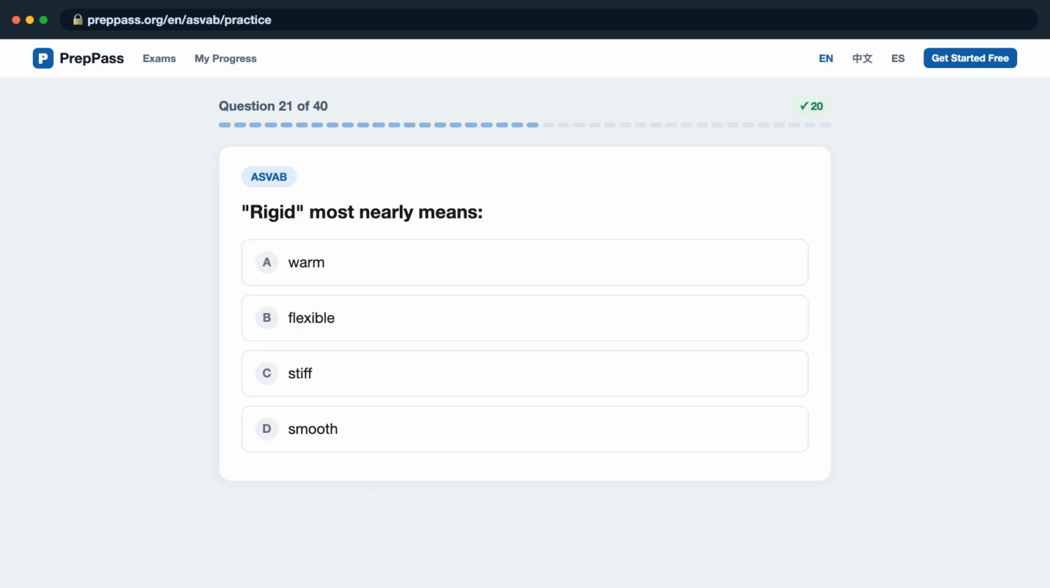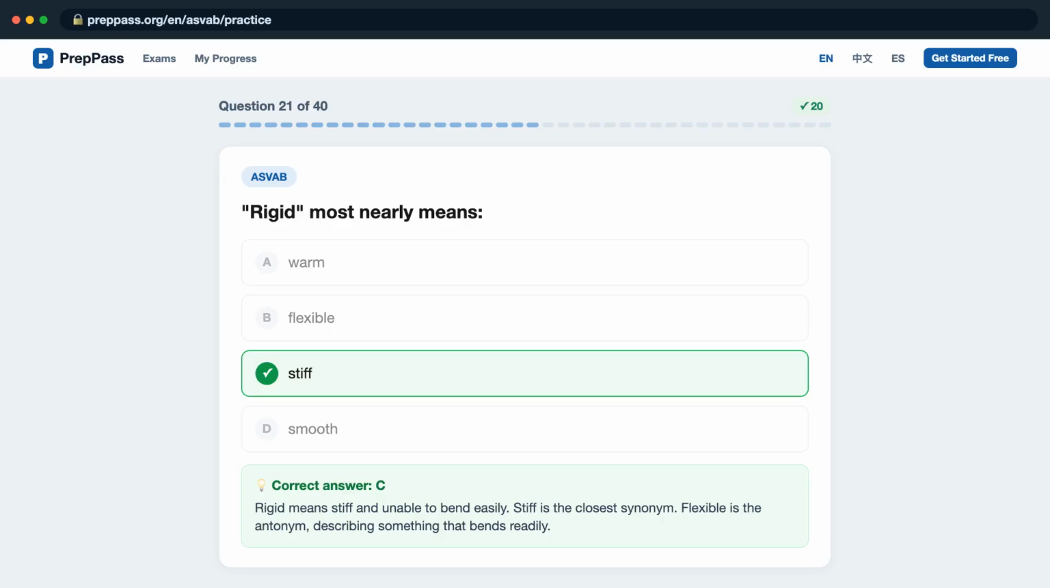Question 21. Rigid most nearly means, is it A, warm? B, flexible? C, stiff? D, smooth? The correct answer is C. Rigid means stiff and unable to bend easily. Stiff is the closest synonym. Flexible is the antonym, describing something that bends readily.